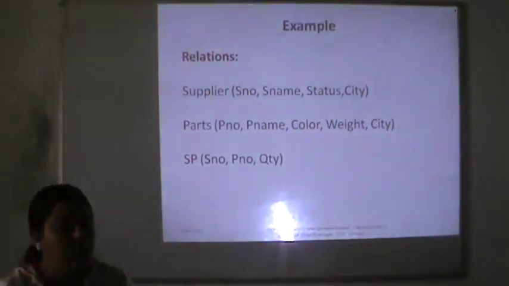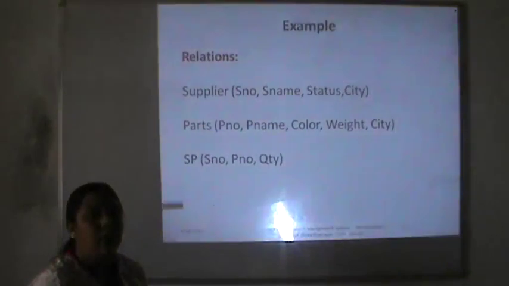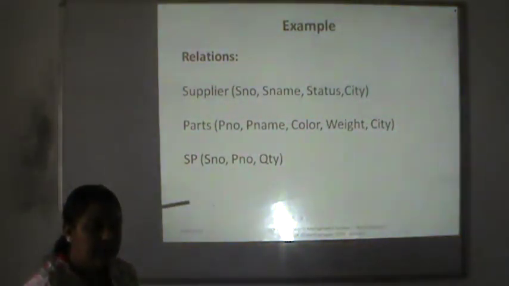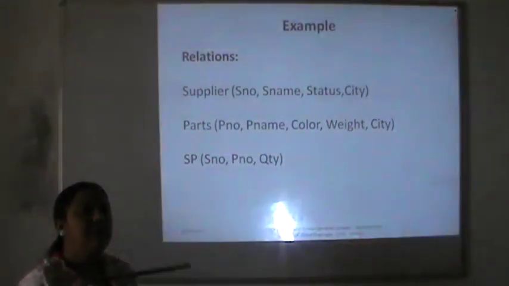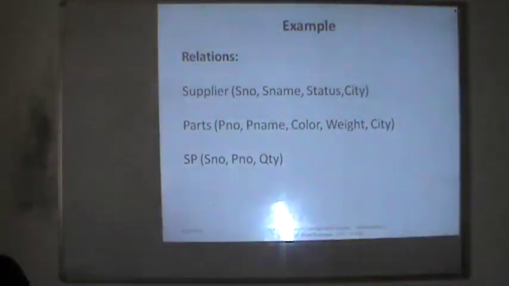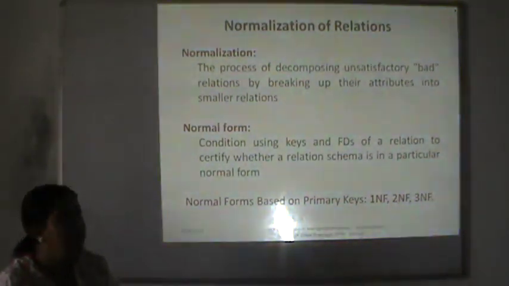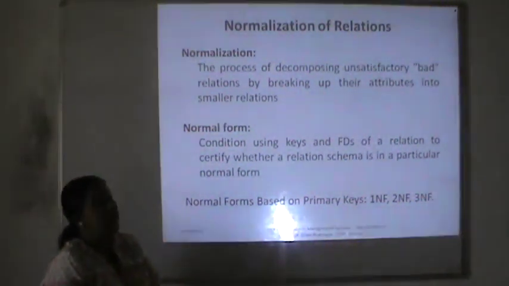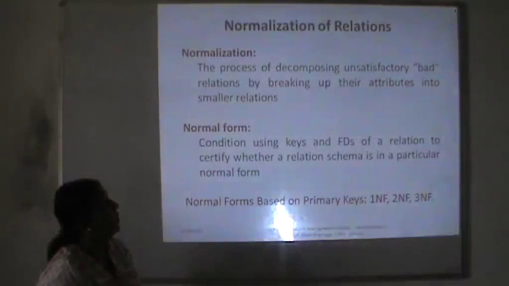So in order to store the data about supplier, parts and the quantity in which the part is supplied by customer, we will see whether this is a good relation design or not.